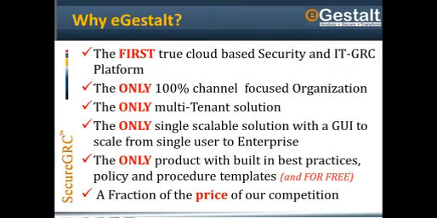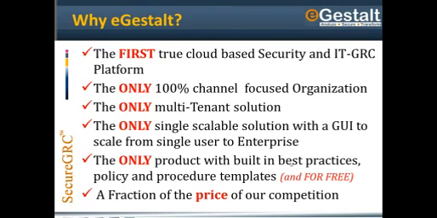So eGestalt is the company that I come from. We offer a cloud-based security and compliance management solution. We sell through the channel, and it's a completely multi-tenanted solution, which means that every partner and customer has a virtual instance in the cloud, which is completely secure and completely isolated.